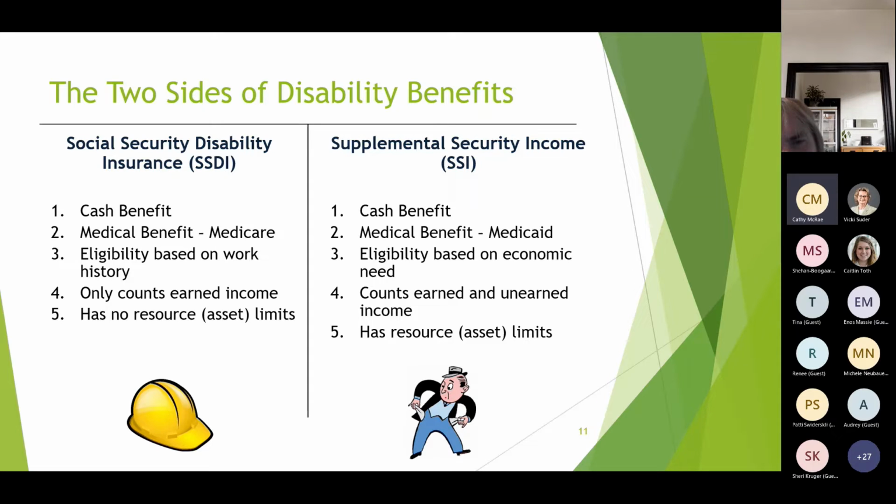On the SSI side, again, you get a cash benefit. You get a medical benefit, and that medical benefit is Medicaid. Eligibility is based on economic need. So basically, if you're low income enough, you can qualify for SSI. It counts earned and unearned income. So they count everything. Every dollar that comes into you is going to be counted as income for SSI. And it does have resource or asset limits. Next slide, please.